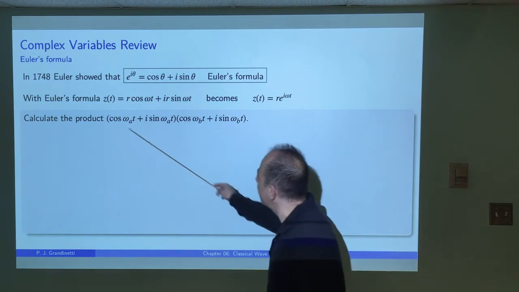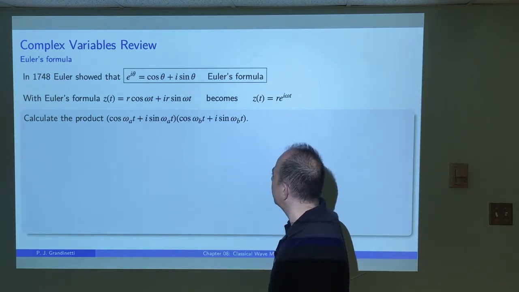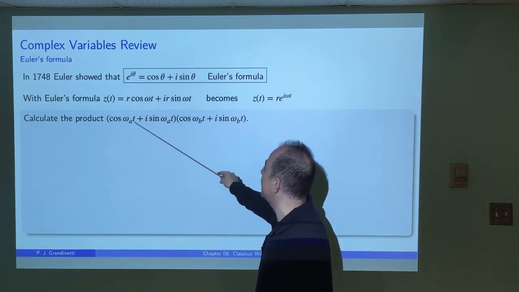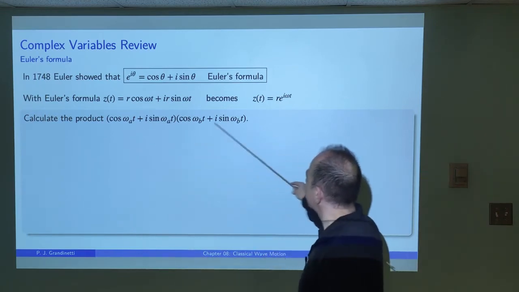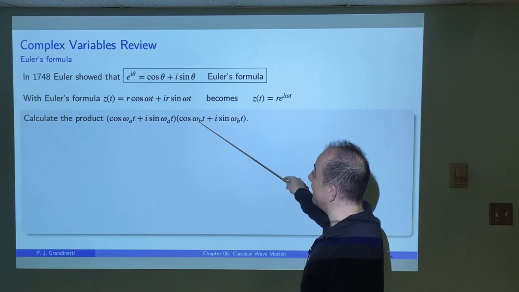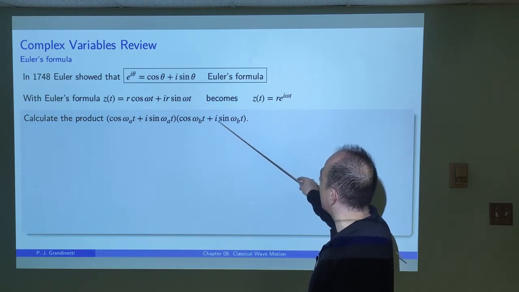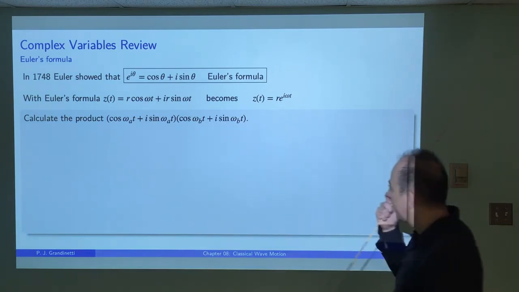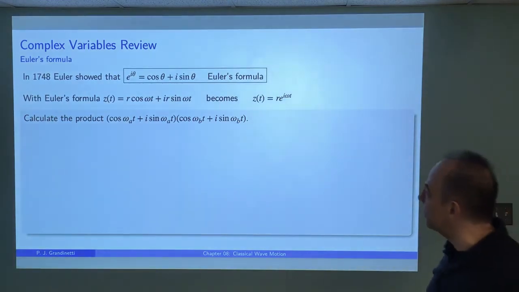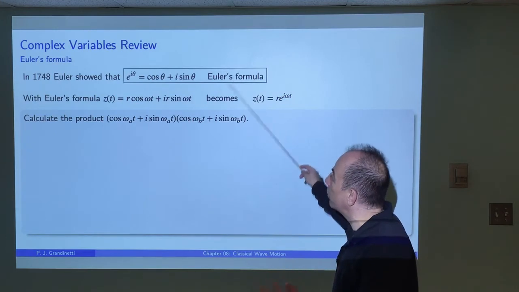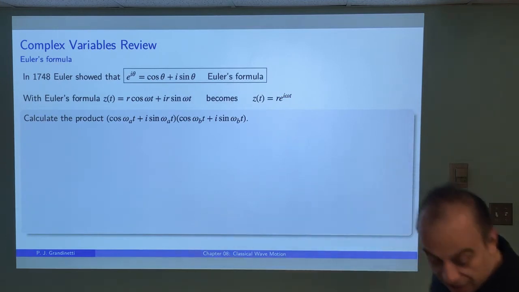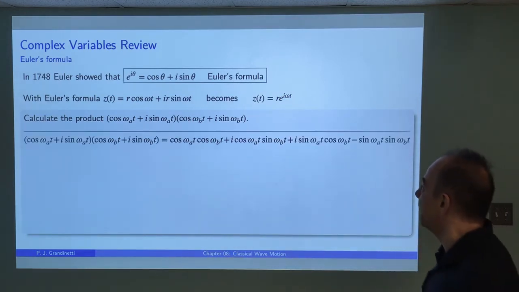Let's say that I had this expression, cosine omega_a t plus i sine omega_a t, and I wanted to multiply that guy times this guy, cosine omega_b t plus i sine omega_b t, so a different frequency. Now, if you didn't know about Euler's formula, but you knew about complex numbers, if you were going to do this calculation, what would you do?